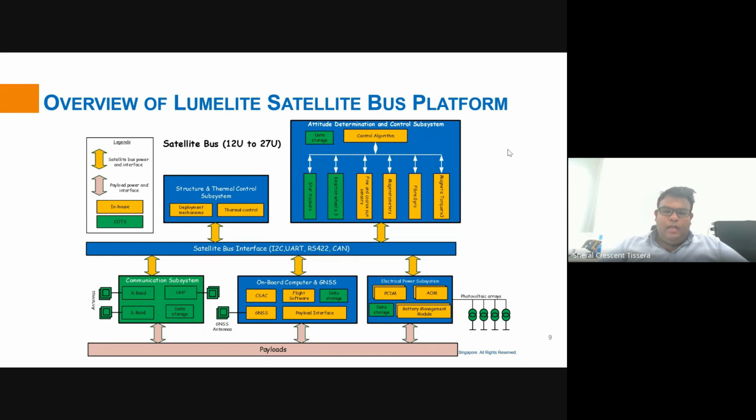So what is different in our system is that it is scalable and configurable all the way from 12U to 27U or even up to 125U. So all these blocks that are seen in yellow color is in-house developed within our research center. So we have the ability to do these configurations and scaling up to 125U in a very flexible manner and within a short period of time.